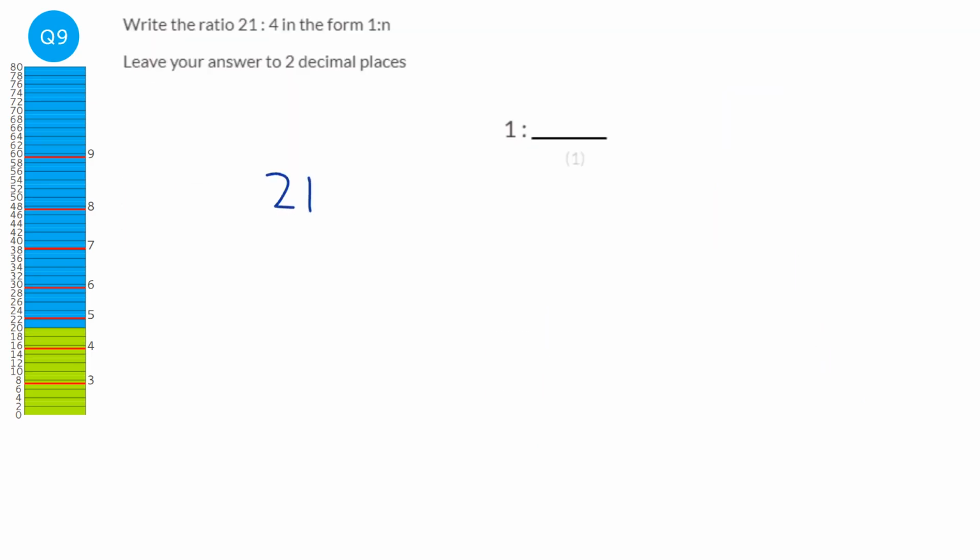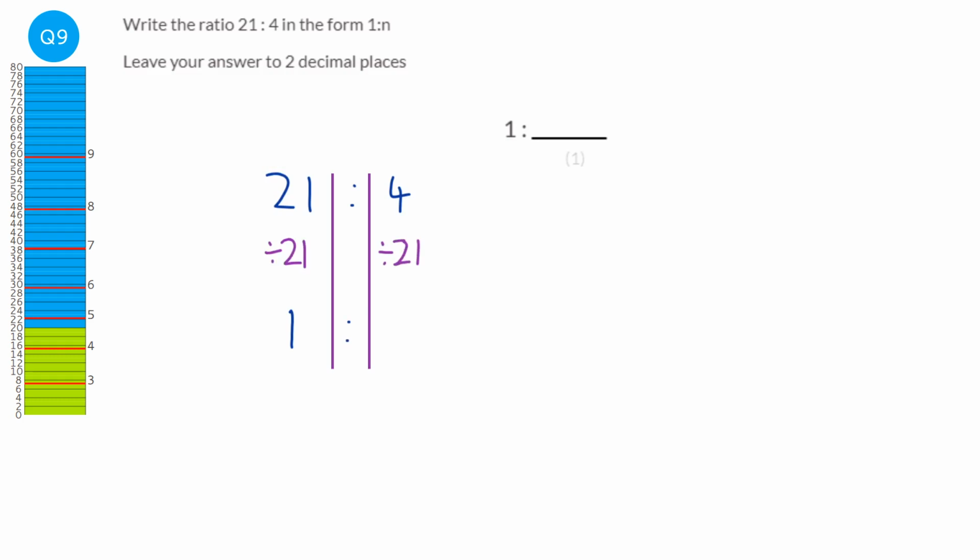So we're given 21 to 4 is the ratio. And we're just going to have our lines in, because what we need to do is make the left-hand side be 1. Okay? And to do that, for 21, I need to divide it by itself, divide it by 21, and we're going to do the same to the right-hand side.